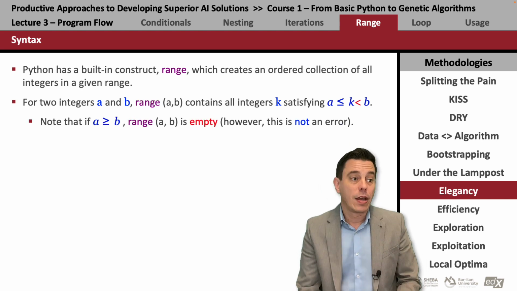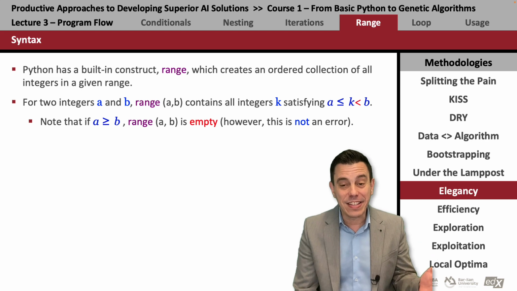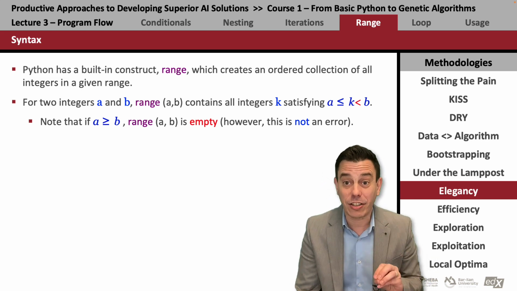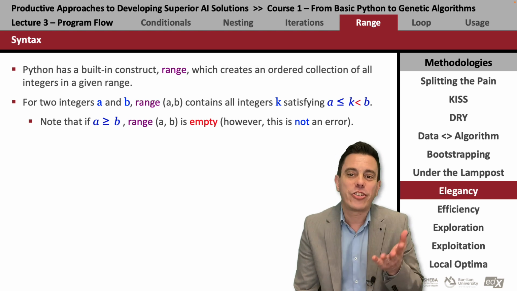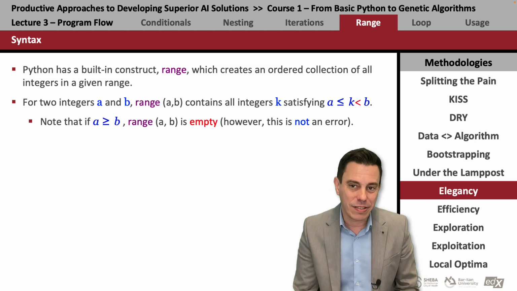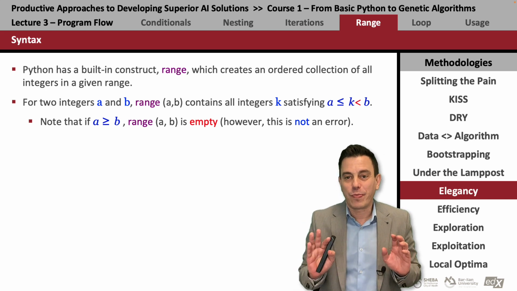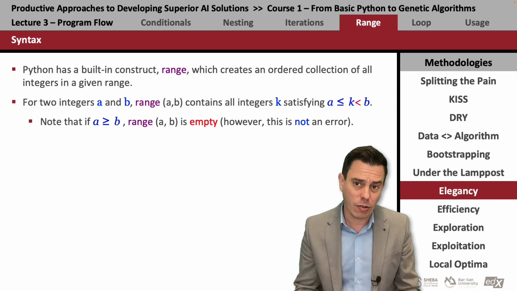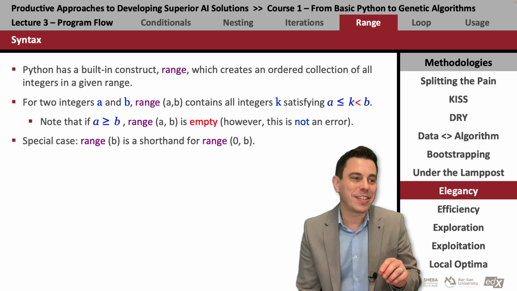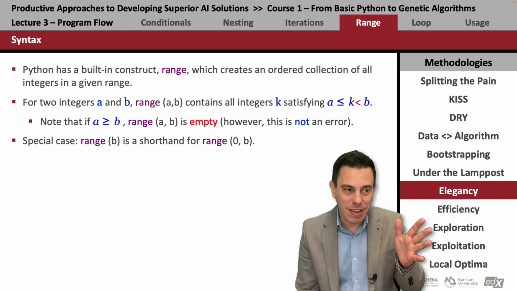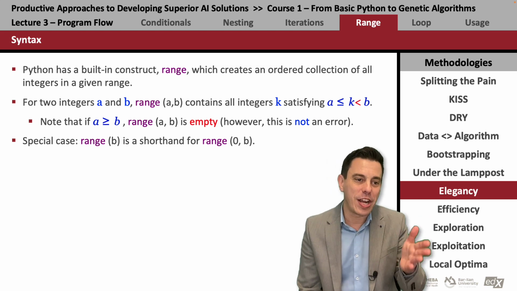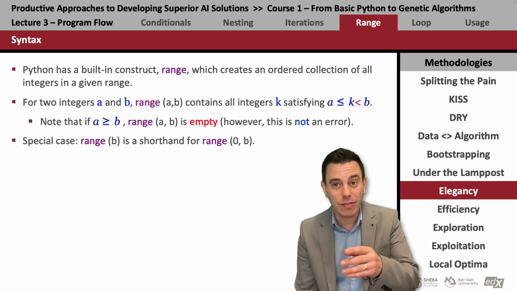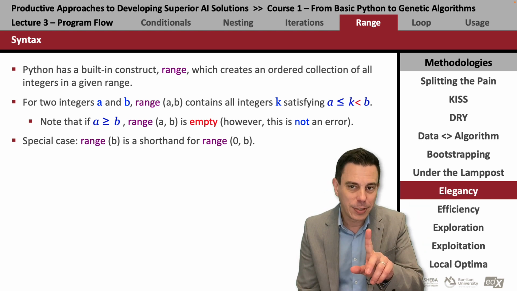and not 10. Note that if a is larger or equal to b, according to the syntax I just mentioned, the range is actually an empty list. But that's logical. So it's not an error. It's a range of size 0. Another syntactic method is to write just range b, which is short for range 0, b. All the numbers between 0 and b minus 1 included.